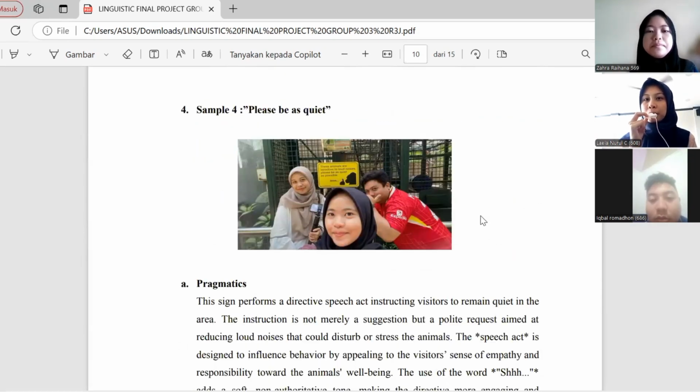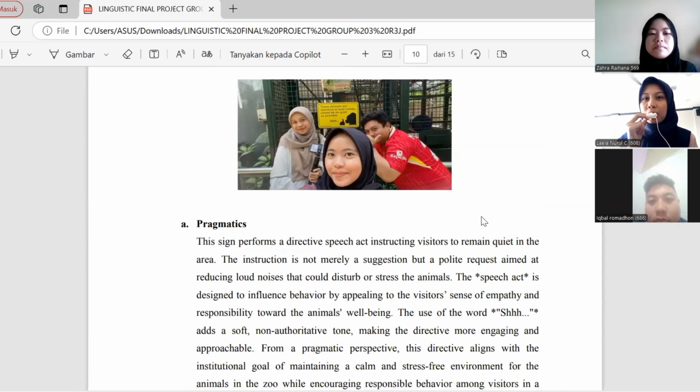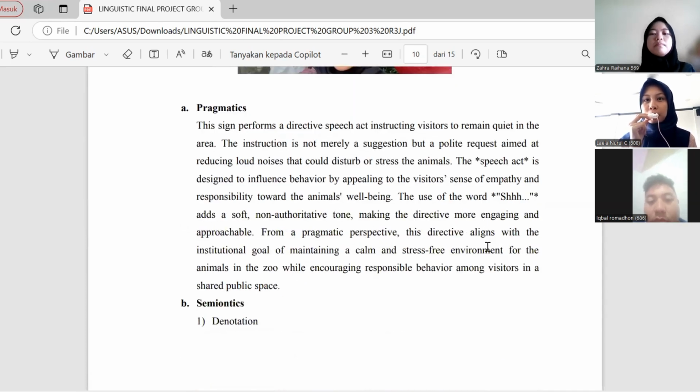Sample 4. Please be as quiet. A. Pragmatics. The sign performs a directive speech act instructing visitors to remain quiet in the area. The instruction is not merely a suggestion but a polite request aimed at reducing loud noises that could disturb or stress the animal. The speech act is designed to influence behavior by influencing the visitor's sense of empathy and responsibility toward the animal's well-being. The use of the word shh has a soft, non-authoritative tone, making the directive more engaging and approachable. B. Semiotics.